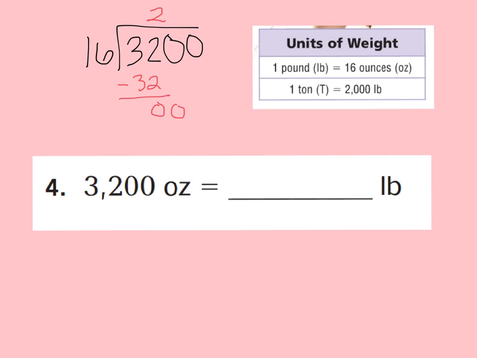Now 16 cannot go into 0 tens. We have 0 there to share. So let's multiply. We have 0. And then don't forget to bring down my 0 ones. 16, if we have 0 ones, we cannot put any into 16 groups. So we're going to put a 0 right there. So now multiply, subtract. There's nothing left over. So we would say that there's 200 pounds for 3,200 ounces.